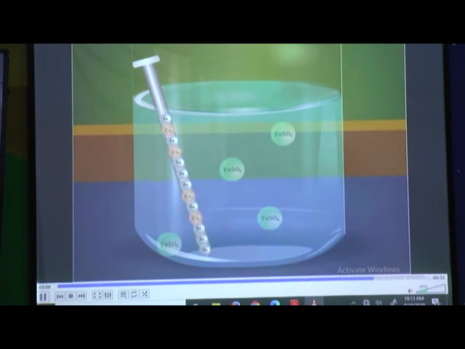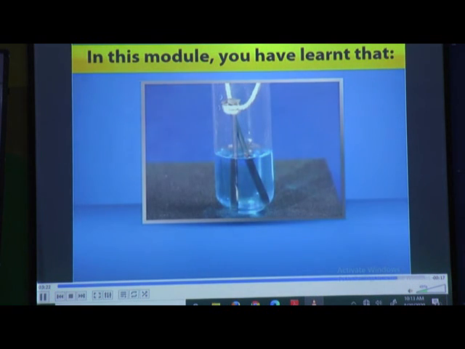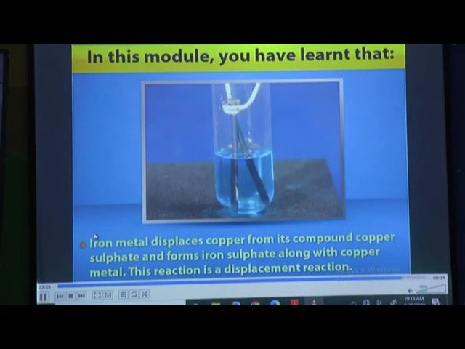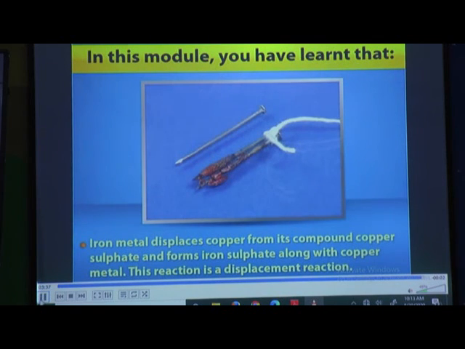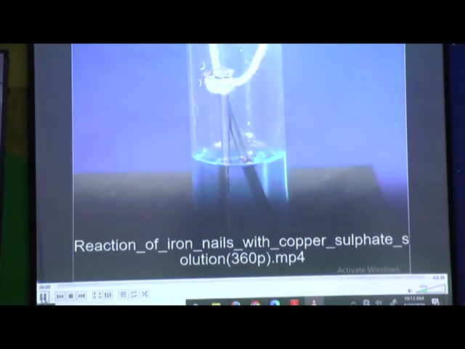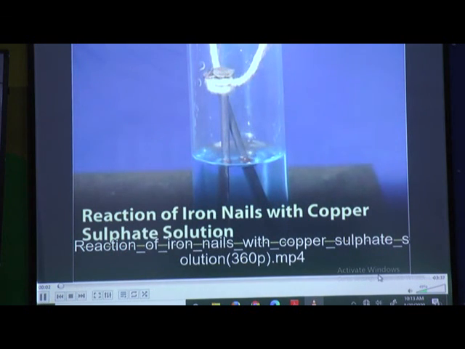Since in this reaction, a more reactive metal iron displaces a less reactive metal copper from its compound, it's a displacement reaction. In this module, you have learnt that iron metal displaces copper from its compound copper sulfate and forms iron sulfate along with copper metal. This reaction is a displacement reaction. Reaction of iron nails with copper sulfate.